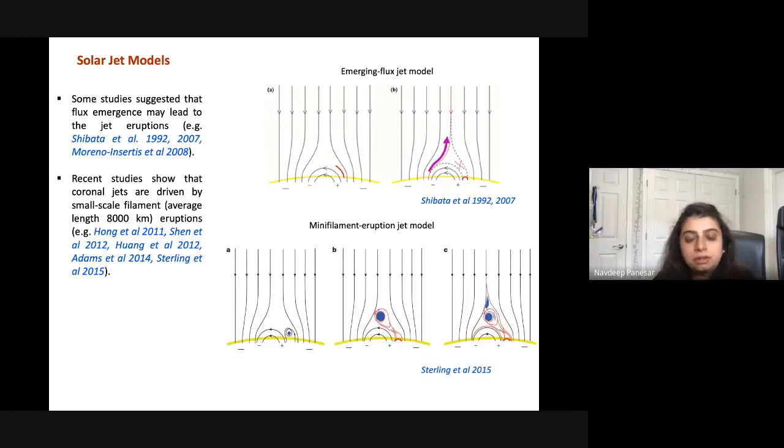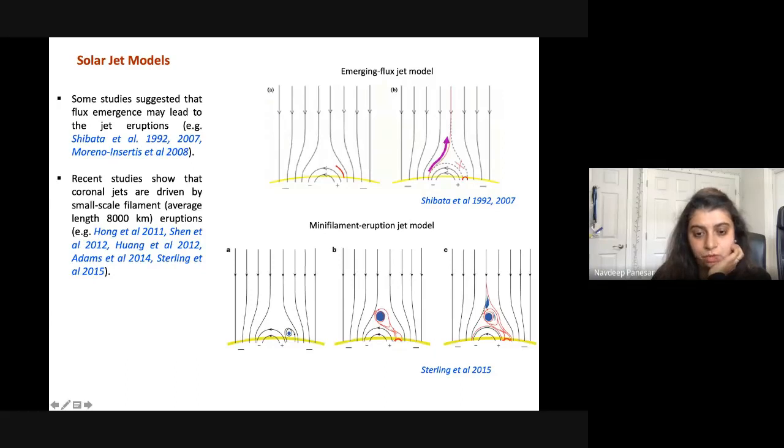Recently, Sterling et al. did an extensive study of 20 polar coronal hole jets using XRT and AIA images, and they found that small-scale filaments are the driver of coronal jet eruptions. These small-scale filaments are often known as mini filaments. So this is their sketch based on their observation. In this jet idea, they assume that there are two dipoles. One is this larger one.